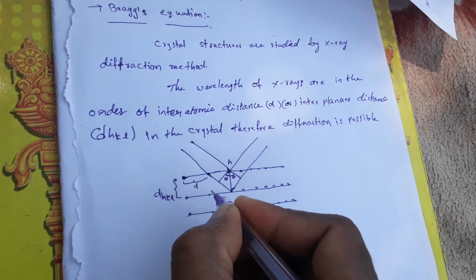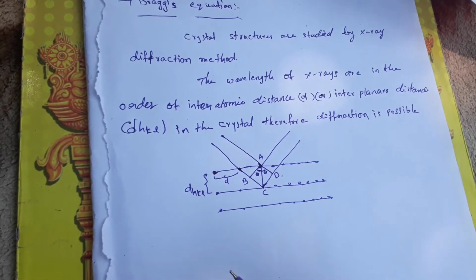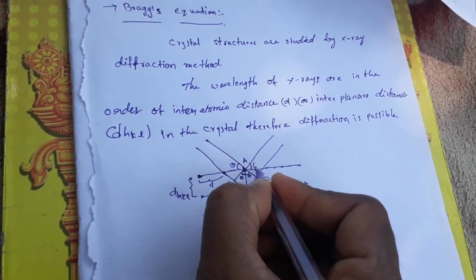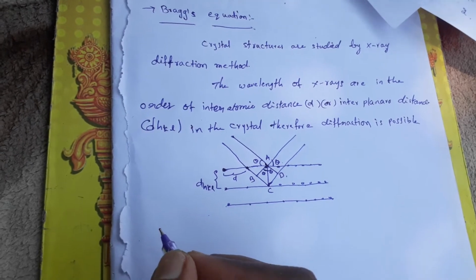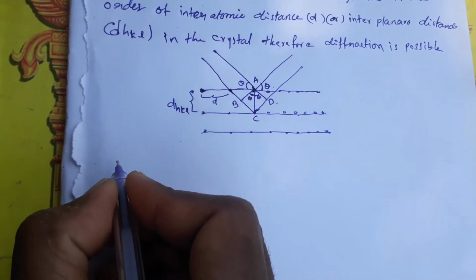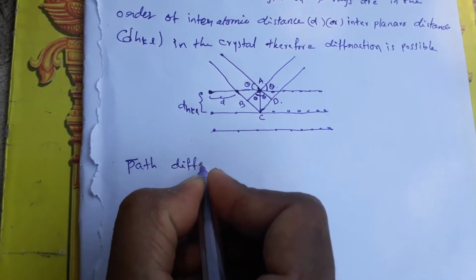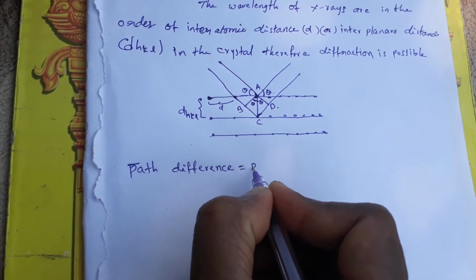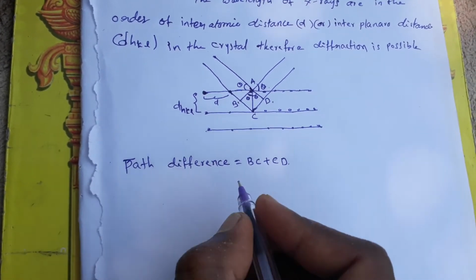Let us assume these points are A, B, C and D, and this is also theta. This is the incident angle, and this is the reflected or diffracted angle. That is the waves reflected. First of all, the path difference is equal to BC plus CD. And what is BC here?